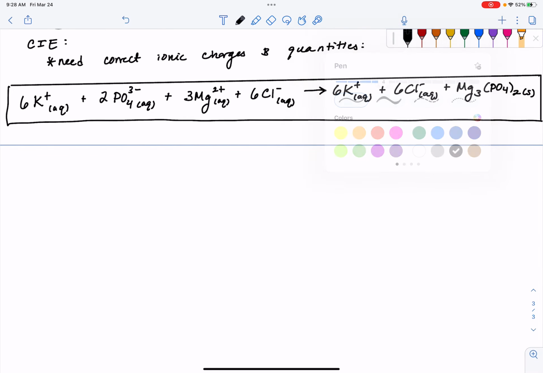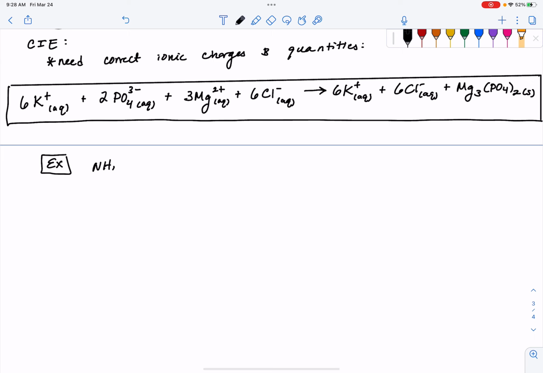So let's do another example. Let's look at the reaction of ammonium chloride reacting with silver nitrate.